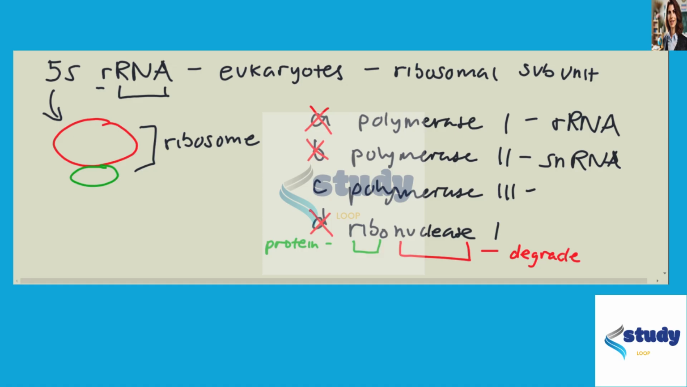And in C, polymerase 3, they're typically known to make the tRNAs, or the transfer RNAs. Additionally, though, along with many other products, it is known to make the 5S rRNA. Therefore, our answer is going to be C, the polymerase 3, because it is known to make the 5S rRNA.